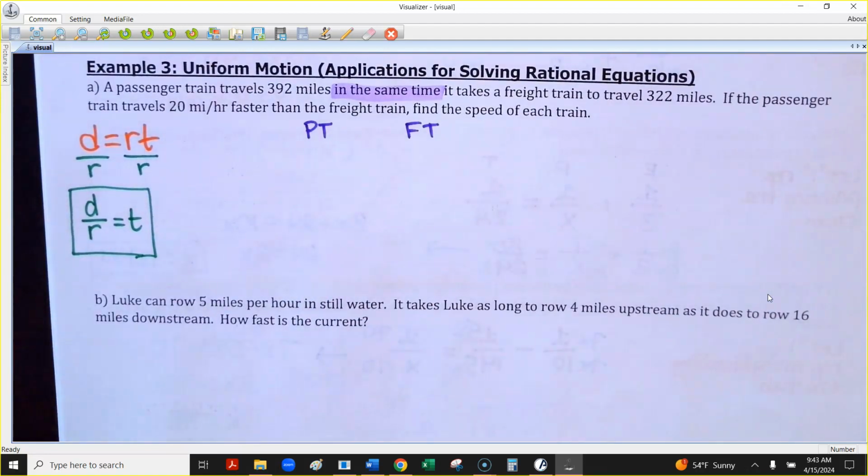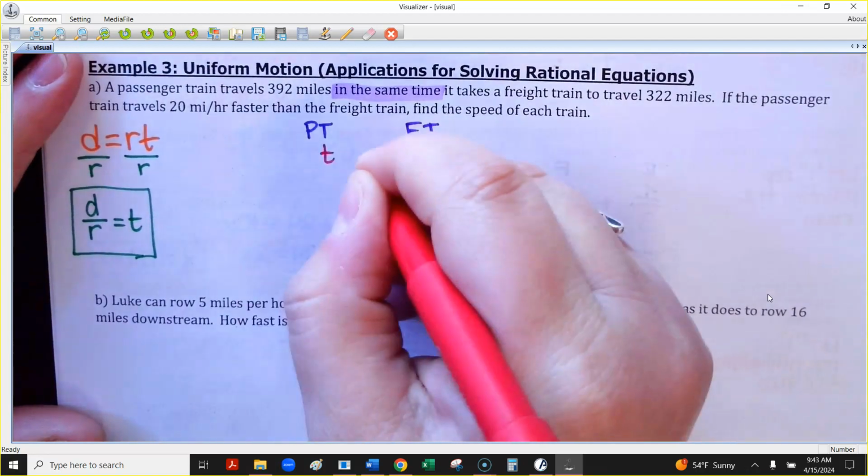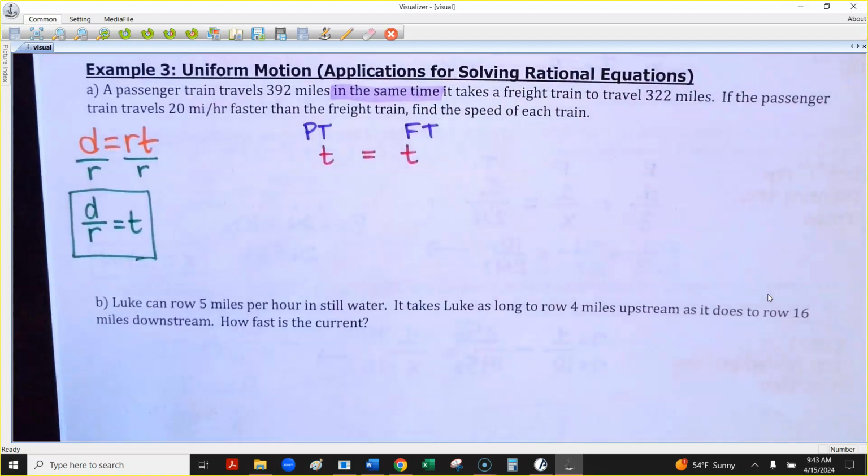Okay, now here's how I'm going to kind of set this up. So the times for both of these trains are the same.